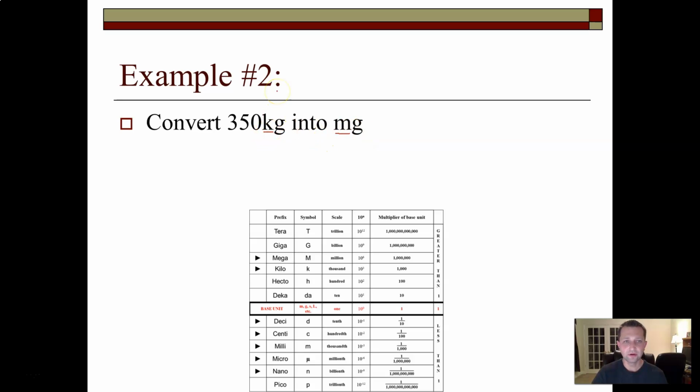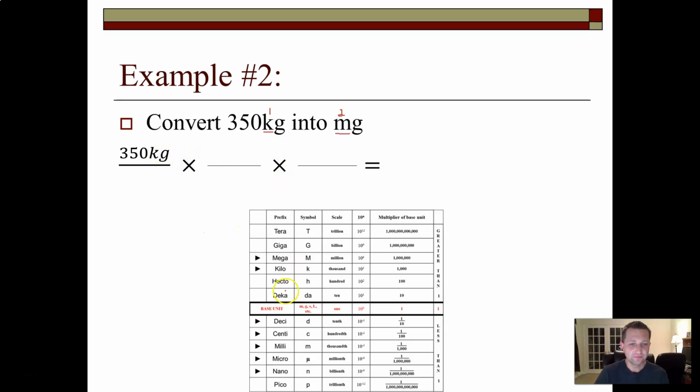Same steps as before. Let's start with our given information, 350 kilograms. Now, what are we going to do? I want to cancel out kilograms, so I'm going to set up a couple fraction bars here. I know it's going to be 2 steps. A little shortcut for you: if you see 2 prefixes, kilo and milli, you'll do this in 2 steps. You can do it in 1, but it's a little bit more confusing. I like to do it in 2 steps.